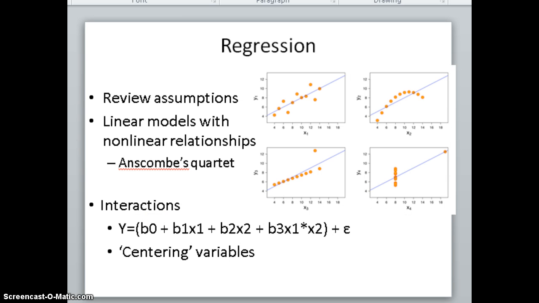So in the Field text, it's going to be important for you to review the assumptions of regression. Okay.